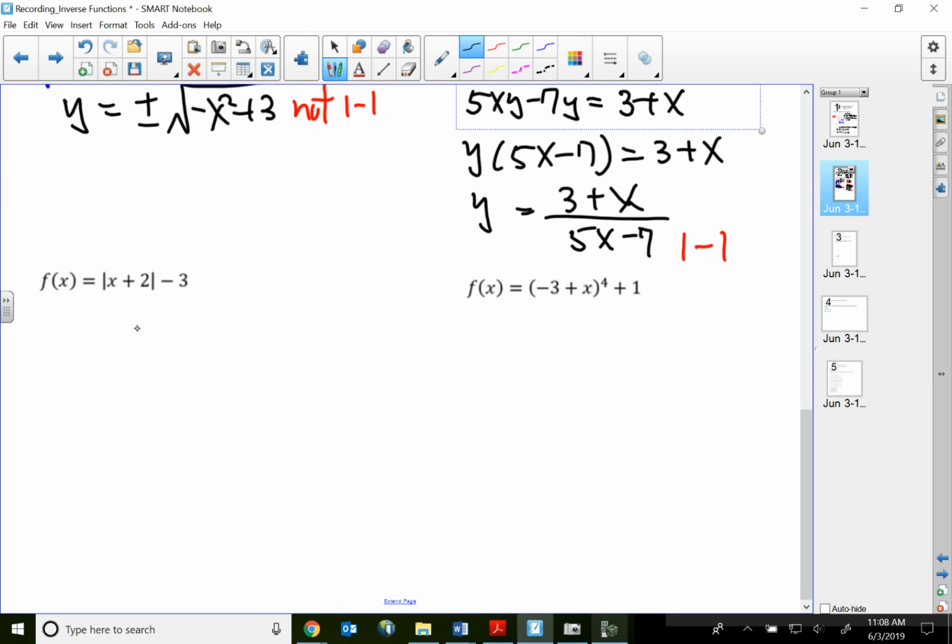Everybody can see this is an absolute value function that will open up. So the V opens up. It's not going to be one-to-one because I cross it twice.